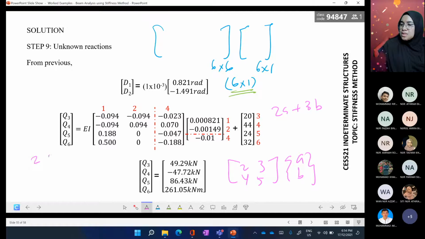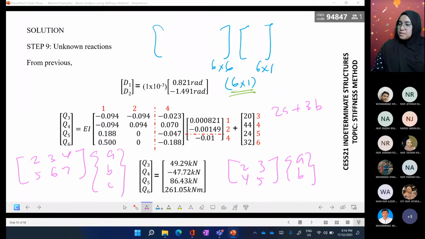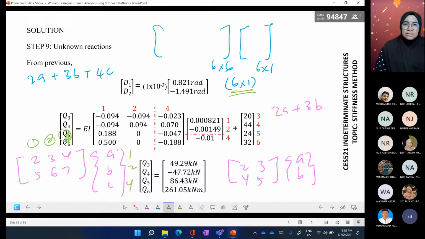Yang ni kalau contoh 2, 3, 4, 5, 6, 7 kali dengan A, B, C. Kalau yang ni macam mana? 2 darab A tambah 3 darab B tambah 4C. So sama yang atas tu. Kita kali ikut position. So position dia 1, 2, 3, sini pun 1, 2, 3. Proses dia sama. Okay, so 1 ni kena kali dengan 1.